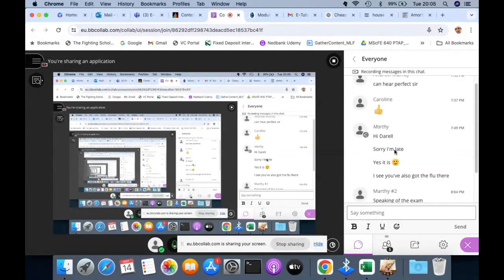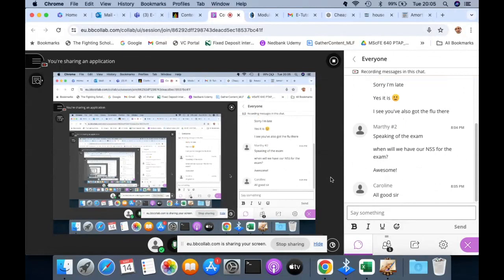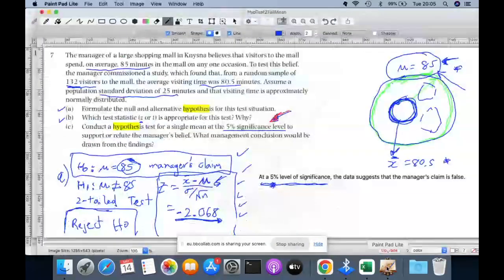Any questions? Did people's jaws drop for this section so far? Oh, everyone's okay. All right. Thanks, Caroline. Like I said, this one question that I showed you can easily carry about 10 marks, so it's very important that you understand all the steps for it. That's dealing with averages, and now I'm going to move on to proportions, because you can also get proportions.